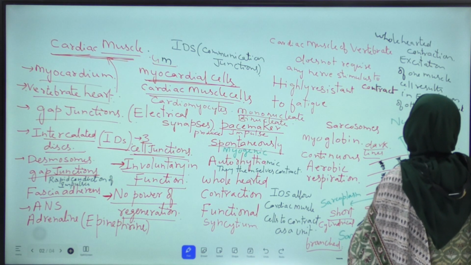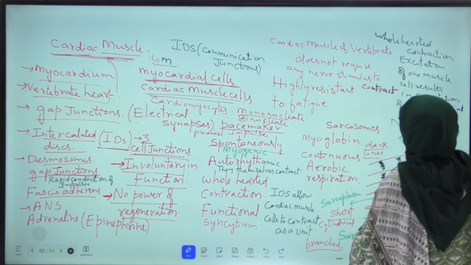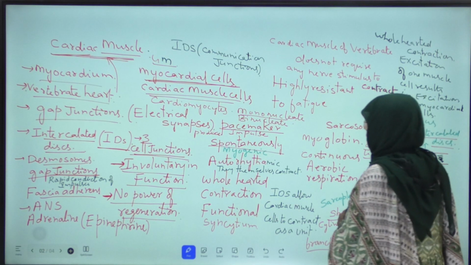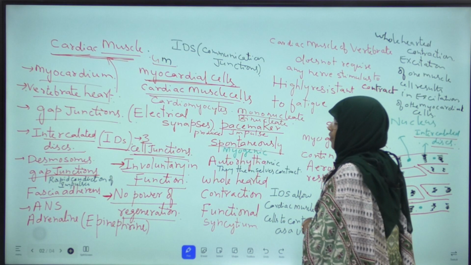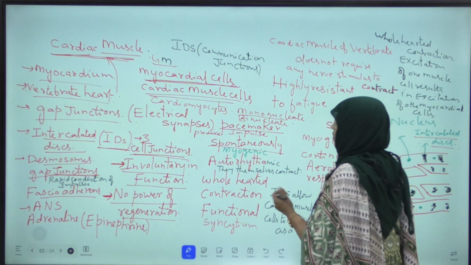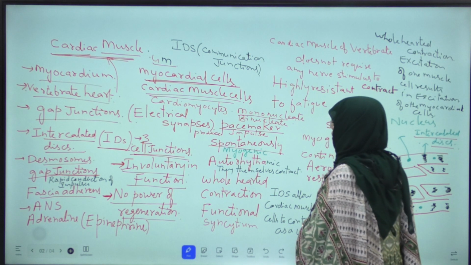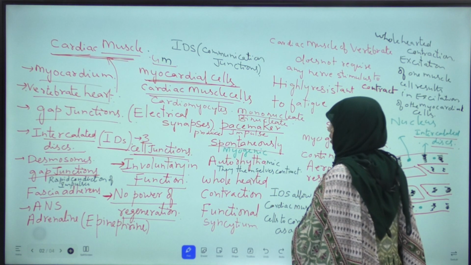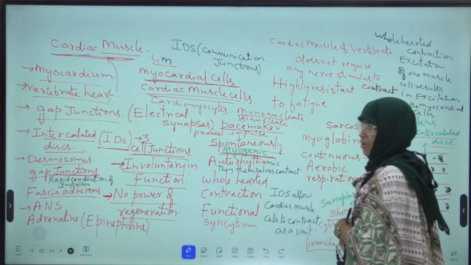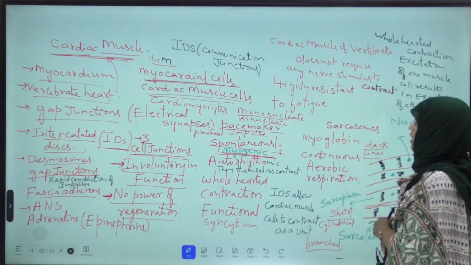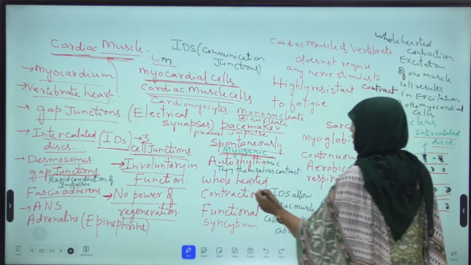Myogenic heart. Okay. They require stimulation from muscle fibers, not from the nerve fibers. So this type of heart is called a myogenic heart.